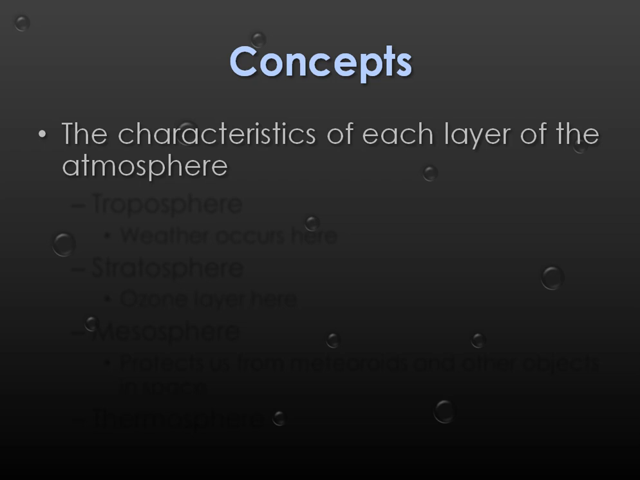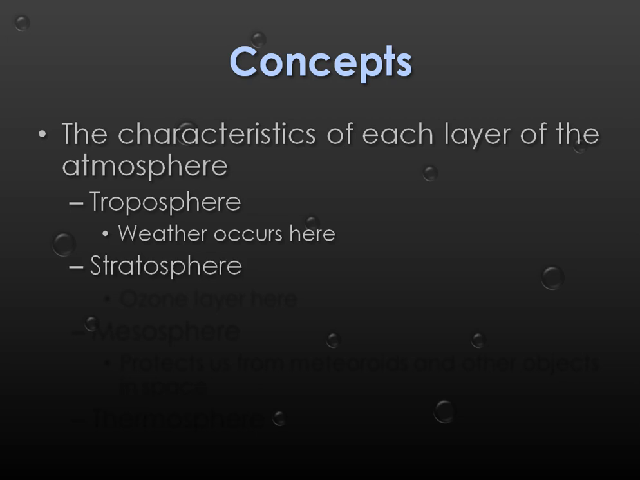The characteristics of each layer of the atmosphere is the next concept, and there are four main layers: the troposphere, stratosphere, mesosphere, and thermosphere. If you take a look at the troposphere, weather occurs in the troposphere. It's changing, very turbulent. This is where we live as well, and we typically see all the different weather conditions, and it goes up about 12 kilometers or so.